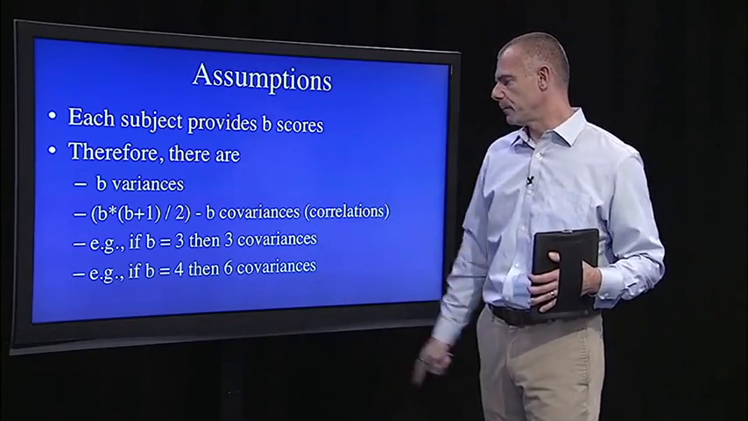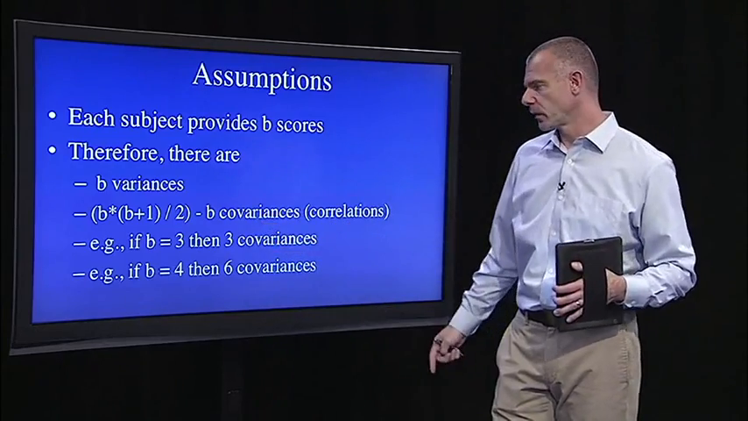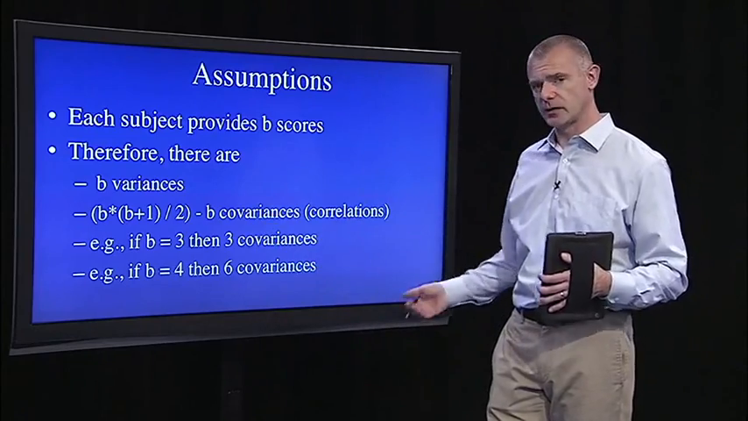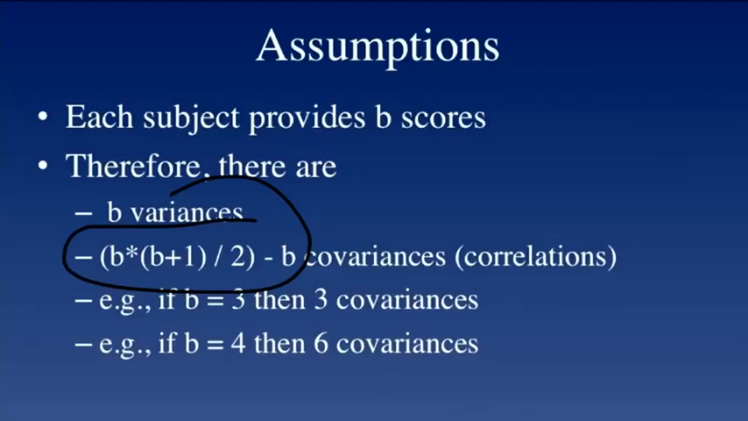What that also means then is we can look at how many covariances there are. So if there are 3 levels, then we can have 3 covariances. If we had 4 levels of B, we'd have 6 covariances, and so on. Here's a formula to calculate that. It's just the number of unique entries in the covariance matrix.